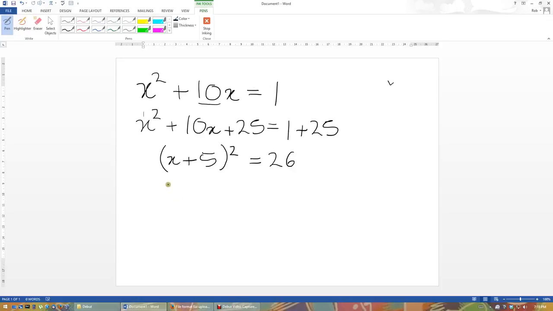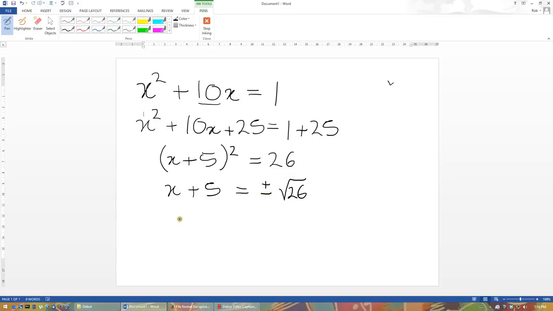Now in order to solve the equation from here, we need to get rid of the squared. We need to take the square root of both sides to get rid of these brackets. So when we take the square root of both sides, we're left with x plus 5 over here, and on the other side we've got the square root of 26. Of course, remembering though, when we take the square root of both sides, that could be plus the square root of 26 or minus the square root of 26.